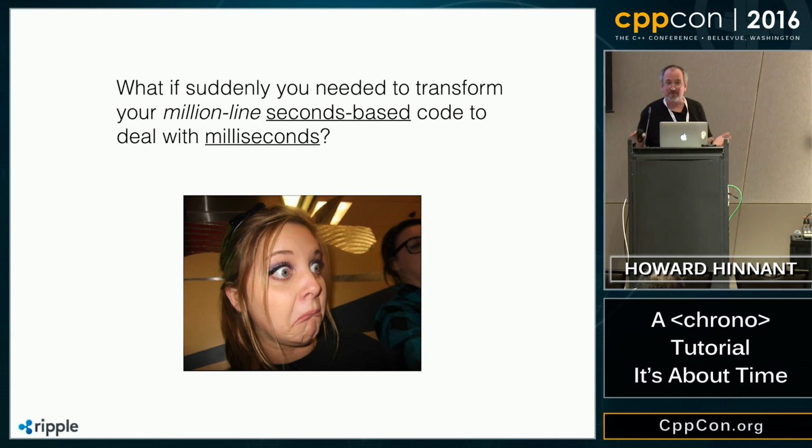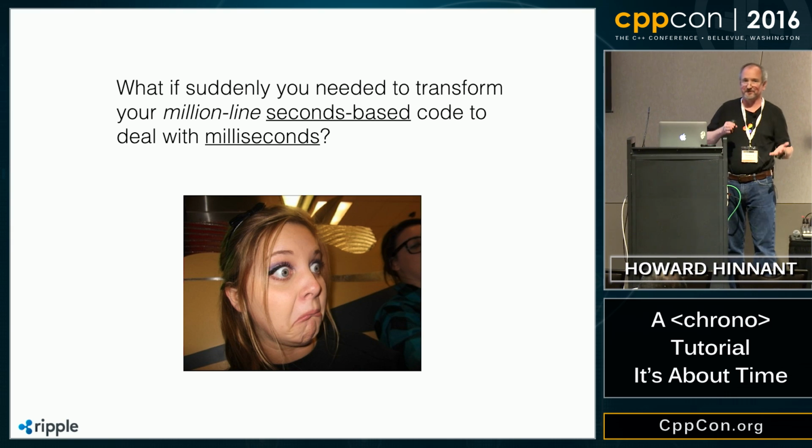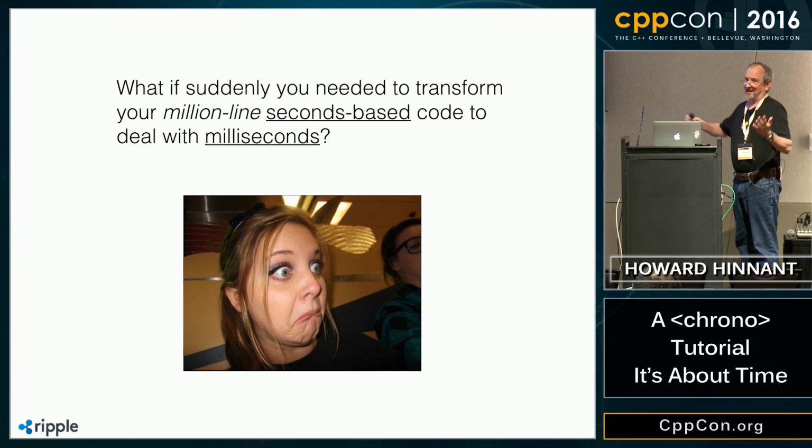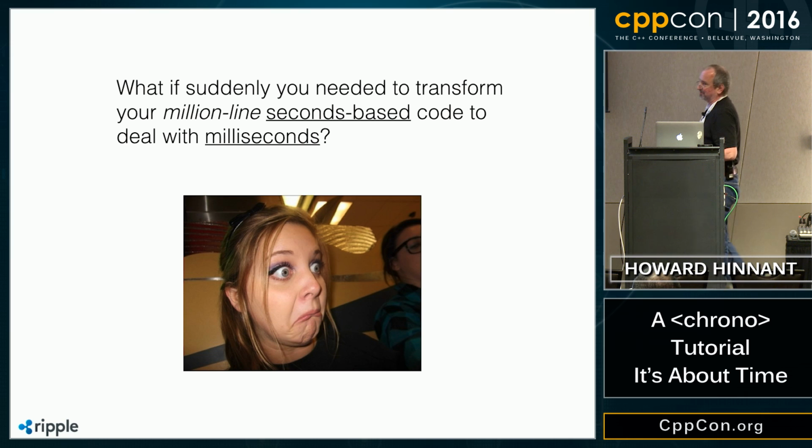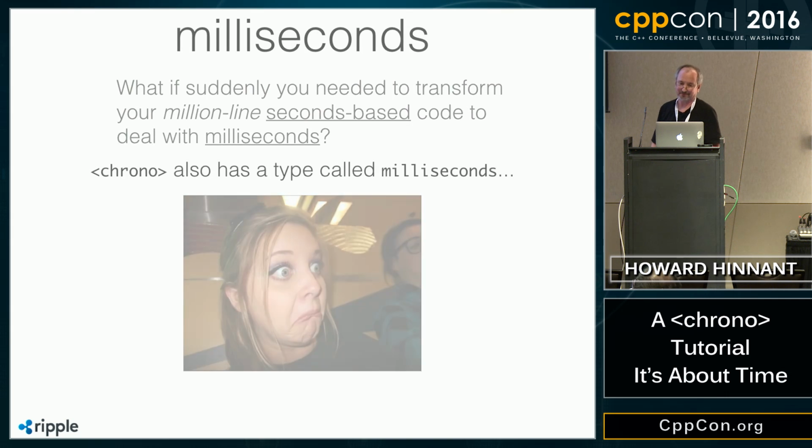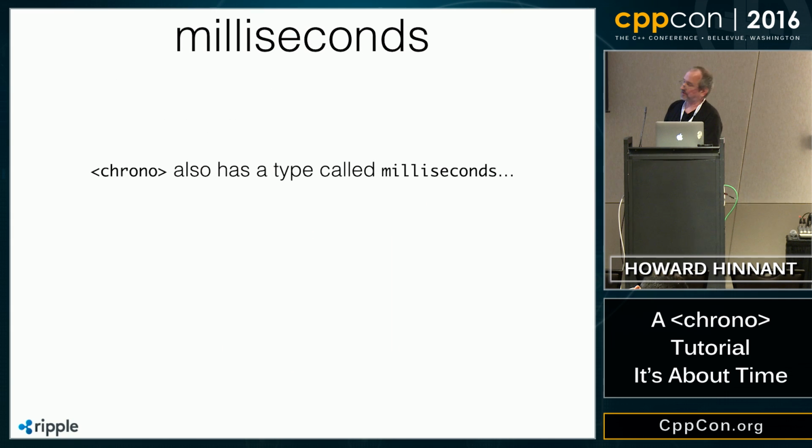In a small program, it'd be easy. You just substitute in seconds for milliseconds, double check everything, run it through your unit test, and you'd be done. When you've got millions of lines of code, if any of you have handled code that big, that can be problematic. So chrono also has this type called milliseconds.